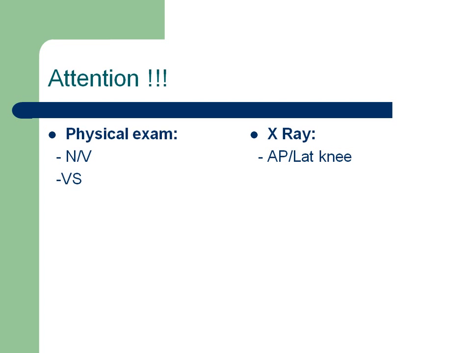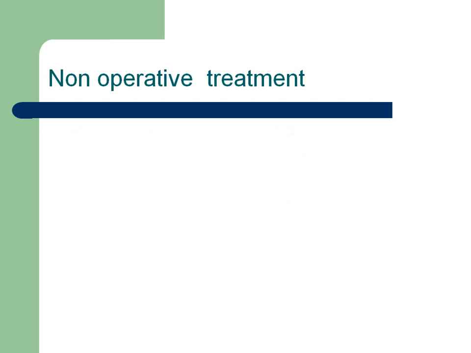What type of X-ray? AP and lateral, of the pelvis and also the femur, and a 45 degree oblique X-ray, and a CT scan of the cases is very important.